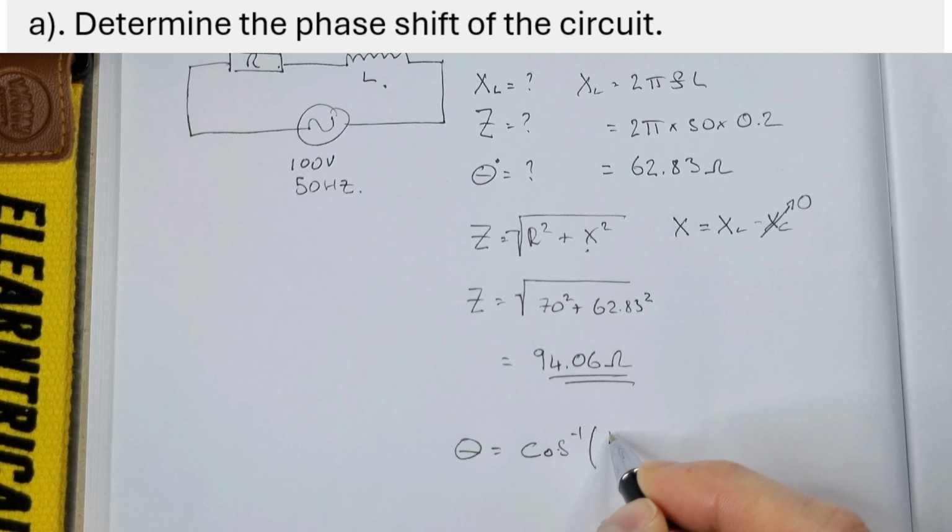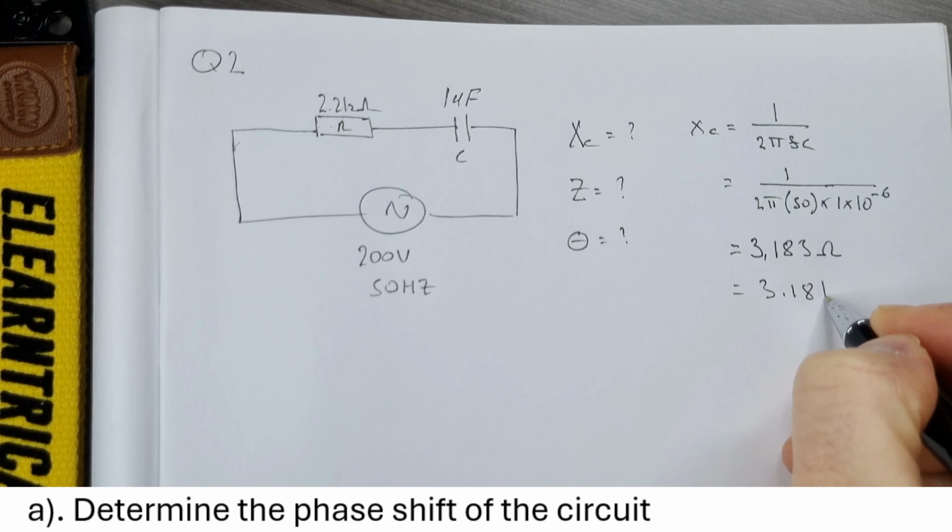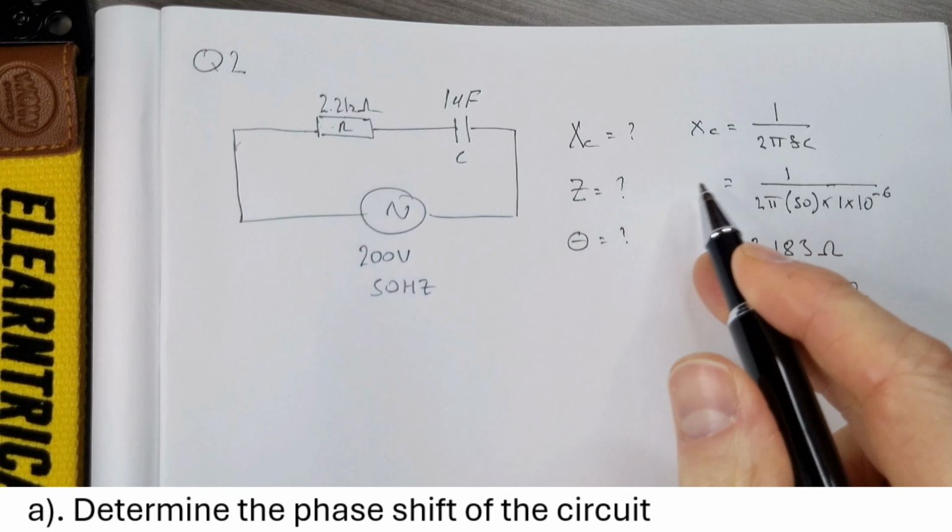So our capacitive reactance is equal to 1 over 2 pi FC. So we can substitute our values in here of 2 pi times our frequency of 50 multiplied by our capacitance of 1 times 10 to the minus 6. And that gives us a capacitive reactance of 3,183 ohms, or 3.18 kilo ohms of capacitive reactance.